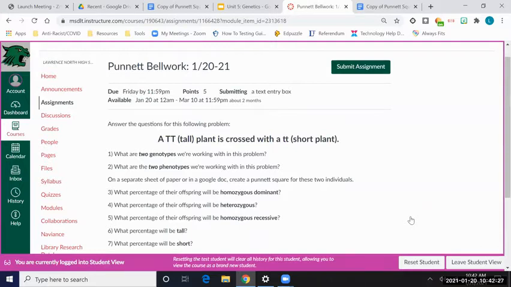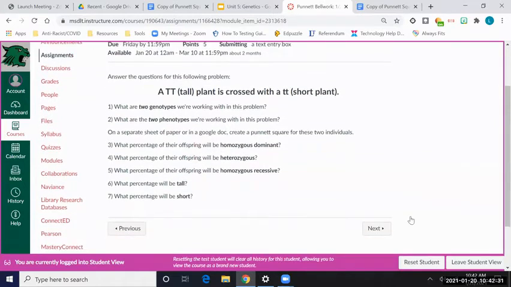The first 2 questions are just, do you know the difference between genotypes and phenotypes? In this problem, we are given 2 genotypes. What are they? We're also given 2 phenotypes. What are they? On a separate sheet of paper or in a Google Doc, create a Punnett square. I would suggest a sheet of paper if you have one available. I put Google Doc just in case you don't have those close by.